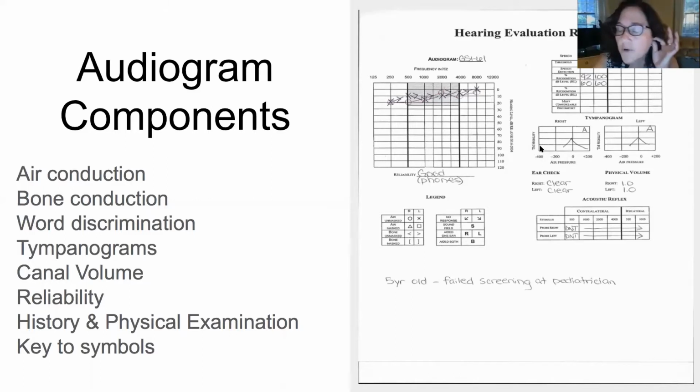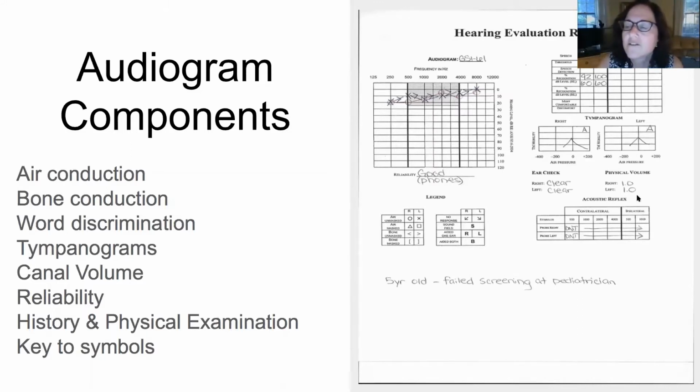A sealed probe is placed in the ear canal, and we're going to see where that eardrum moves best. And where it moves best is going to tell us what's happening in the middle ear.